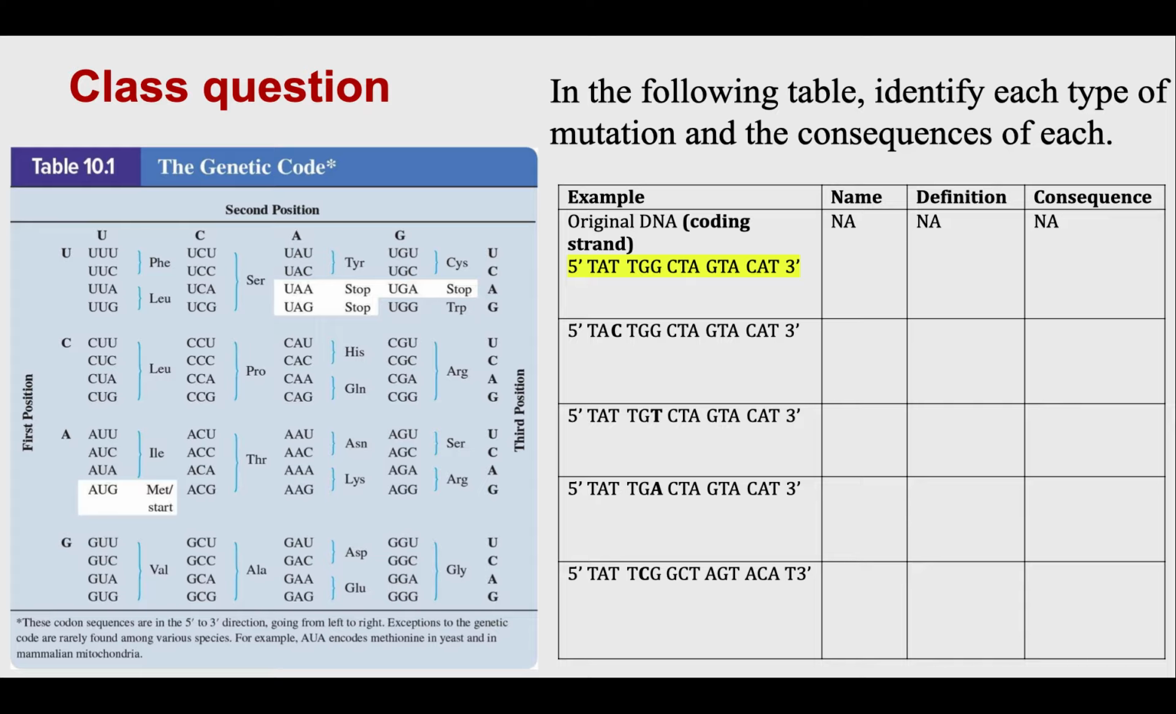I have a question here that's probably going to take you a little bit longer to work through. Work with a partner and figure out what type of mutation I am looking at. I highlighted this coding strand here. That's what it should look like, but each of these bolded letters represents a mutation.